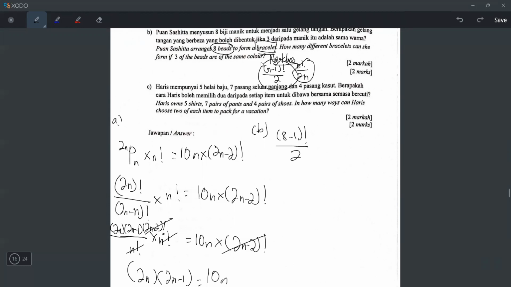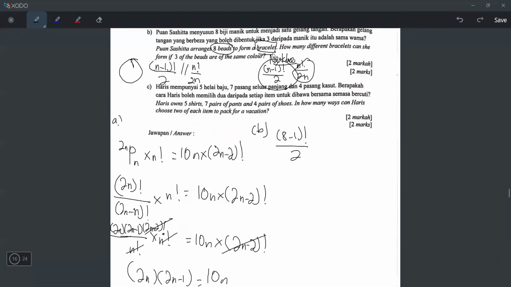Okay. But what if they just say arrange in a circle, but they never say bracelet or necklace, but it's arranged in a circle? Then you will use this formula, n minus 1 factorial, or n factorial divided by n. Okay. If it's just arranging in a circle, because for circular permutation it's like that one. All right, but if it's a bracelet or necklace, then you have to divide by 2.